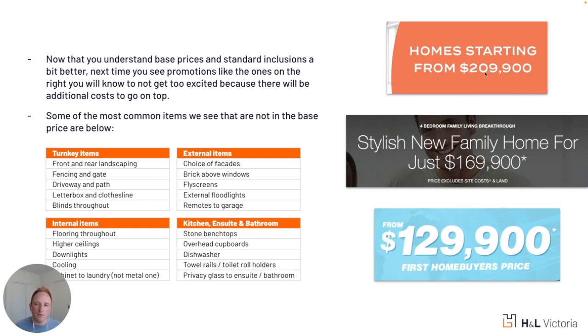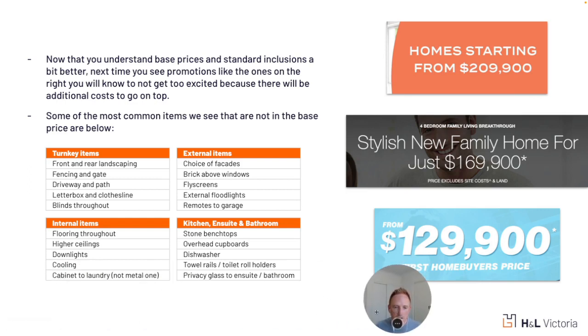But it will always have notes like 'excludes site costs and land', and you'll see these little asterisks everywhere. They're designed to get your attention, these promotions. You have to understand that. Here are some of the most common items we see that are not in base prices. This isn't meant to plug us too much and promote H&L Victoria, but these are items that we include as standard because we find that most don't include them. It's just a list for you to be wary of.